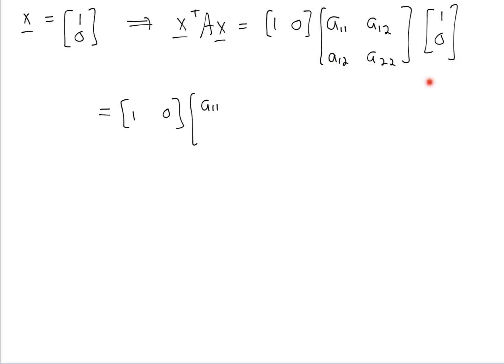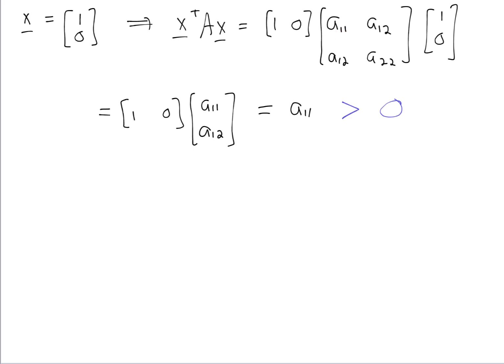To get the second entry of this product, we take the dot product of the second row of A and the vector 1, 0. We get A12 times 1 plus A22 times 0. So we're left with the vector A11 and A12. And of course now we have the dot product of these two vectors. We get 1 times A11 plus 0 times A12, or just A11. And because our matrix is positive definite, this has to be positive. Well, that means the first diagonal entry of the matrix has to be positive.